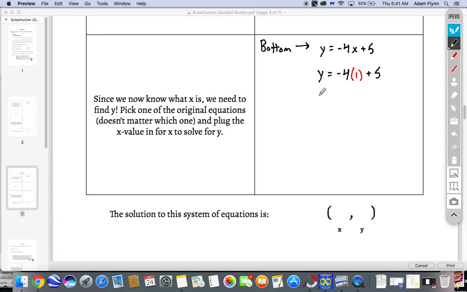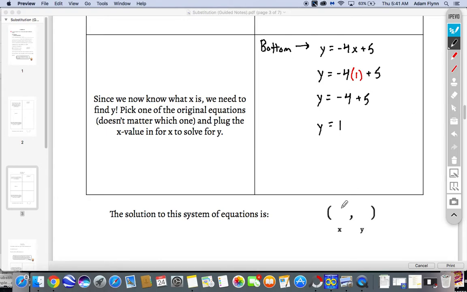If I continue to simplify, negative 4 times 1 is going to be negative 4. And negative 4 plus 5 is going to be positive 1. So for this system of equations, using the substitution method, I got 1 for x. When I plugged that in, I got 1 for y. So if I were to graph these two lines, they would cross at the point 1, 1.